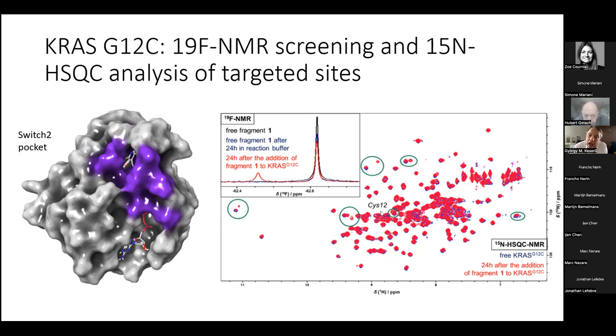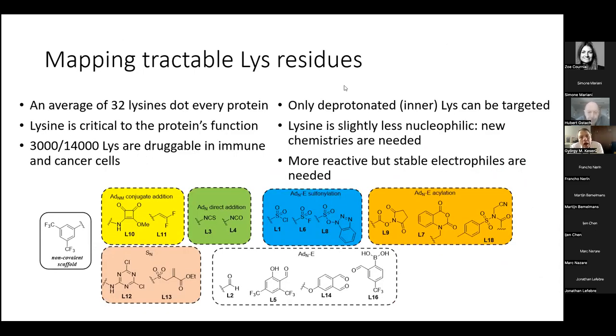On the basis of the covalent information and also the non-covalent contact residues, we were able to identify the allosteric site that is available for covalent targeting. Based on the success of this small mapping library that was developed against the cysteine residues, more recently we completed another mapping library available for the evaluation of the reactivity and tractability of lysine residues.